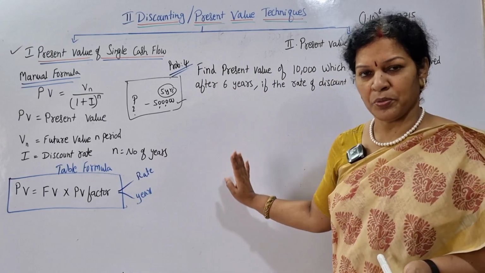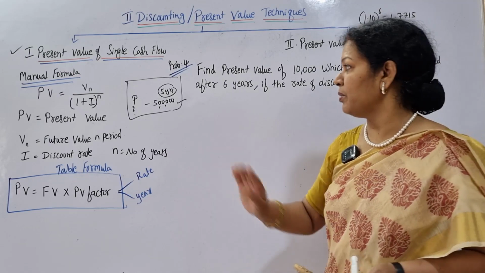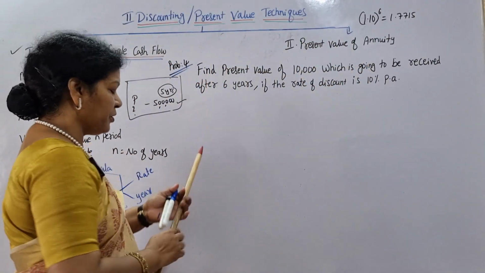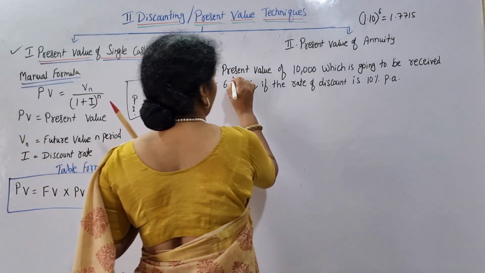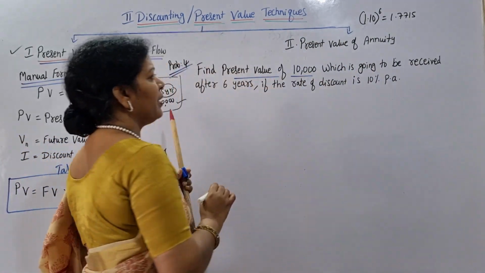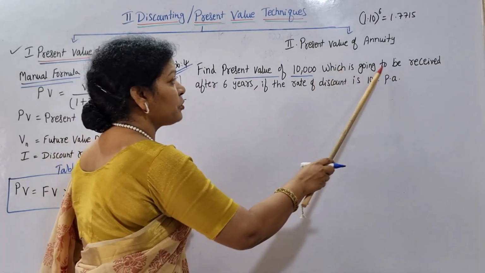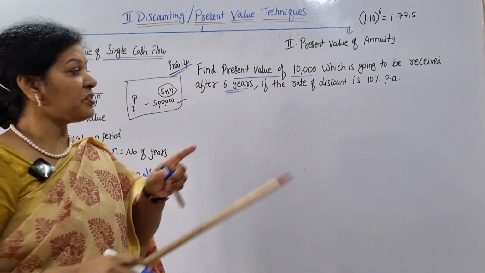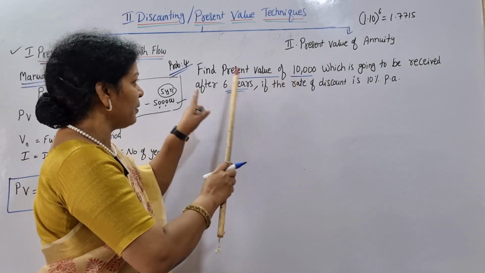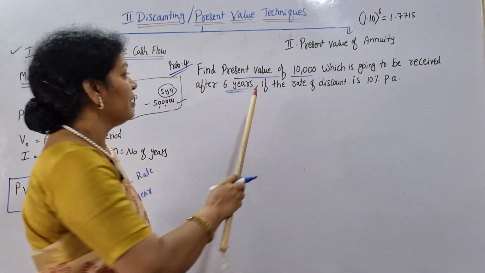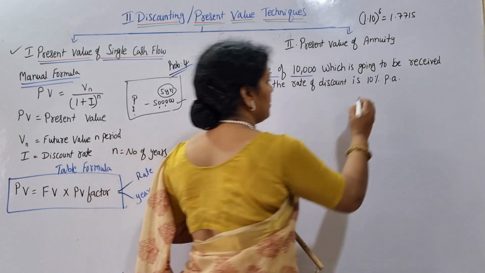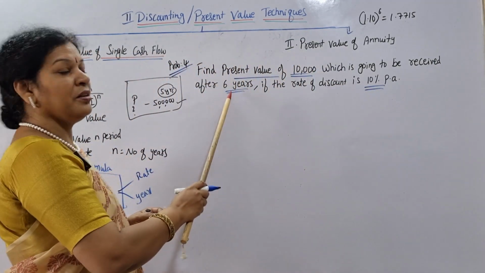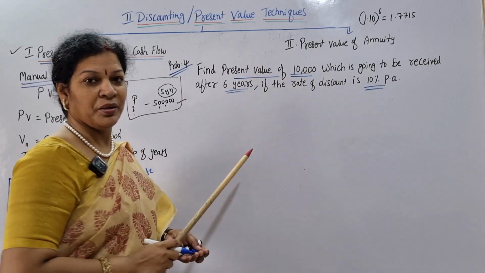Okay. Now let's focus on the calculation of this problem. One problem we'll see. Find the present value of 10,000 rupees which is going to be received after 6 years. After 6 years, I am going to get 10,000 rupees. Find the present value of that if the rate of discount is 10%. You got 3 items, na? Principal amount, how many years? 6 years, and discount rate 10%.